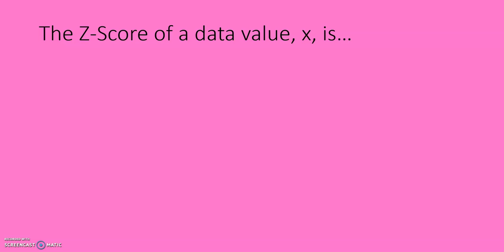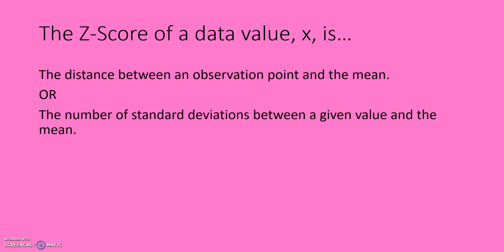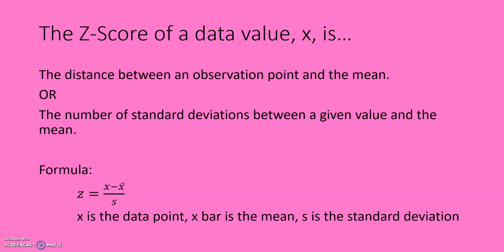The z-score of a data value x is the distance between an observation point and the mean, or the number of standard deviations between a given value and the mean. Our formula to find the z-score: z equals (x minus x bar) divided by s. Remember, x bar is the mean, x is the data point, and s is the standard deviation.